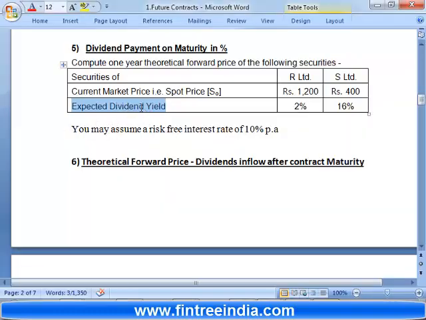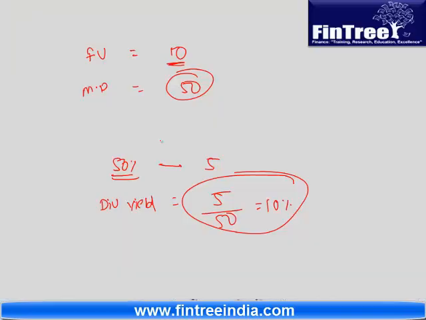Why I'm saying this? In this case, they've given us a dividend yield, which means whatever is the market price multiplied with this percentage will give us the amount of dividend. Follow this? So again, let's solve. We can create a table for this.